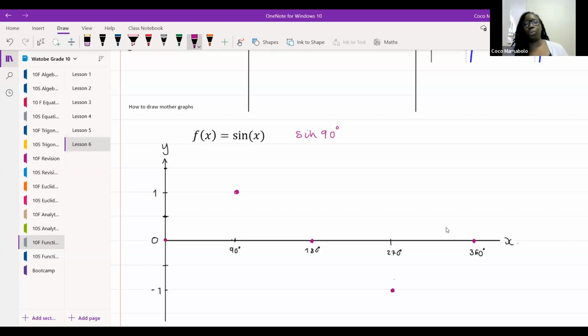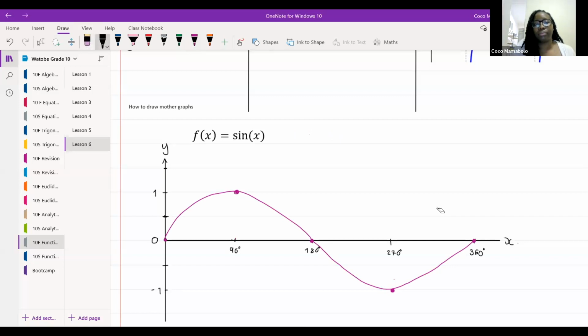All right. So what we've now done, guys, is we have drawn the mother graph of sine. The mother graph of sine is the simplest graph that we get of sine. Okay, the mother graph is the simplest graph of sine. This is the mother graph of sine.